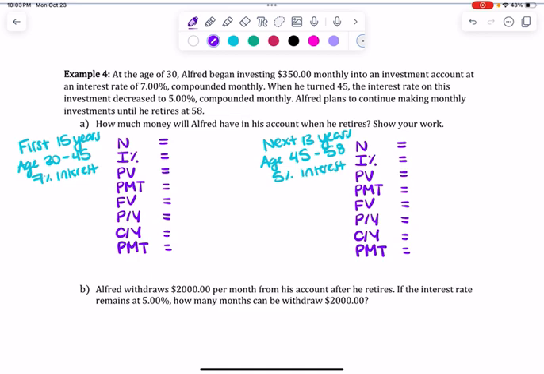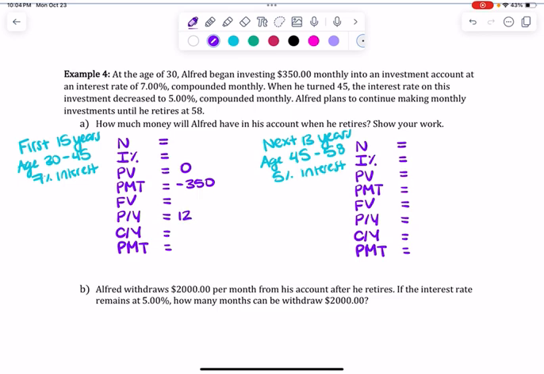All right, taking a look at our first 15 years. Alfred is not making any sort of lump sum investment, so our PV is 0. However, he is making a $350 investment monthly. So that's negative $350 for my PMT because it's a repeated payment and it's happening 12 times a year.